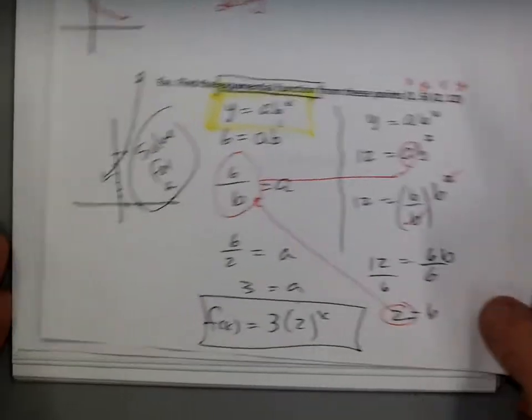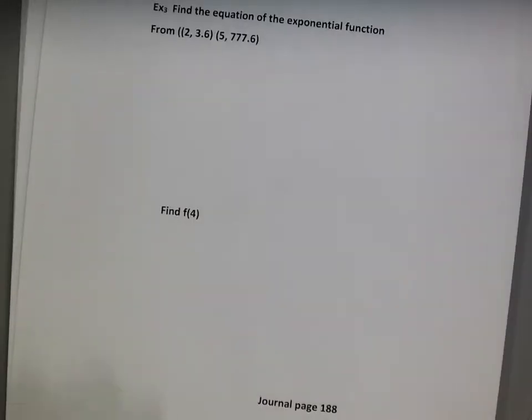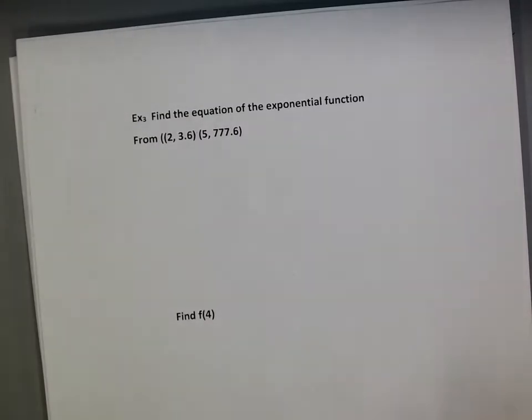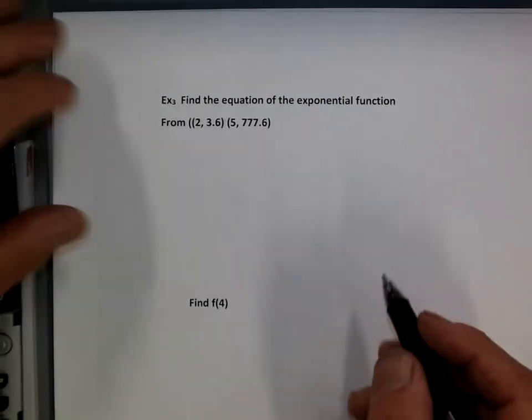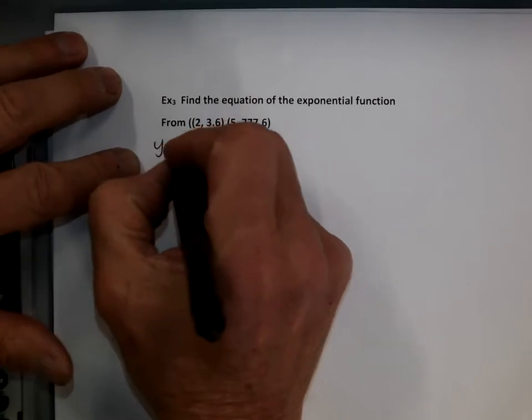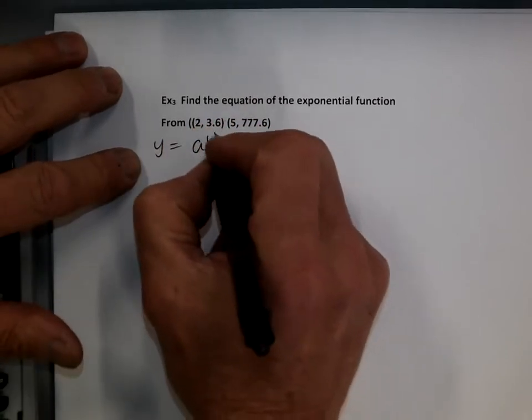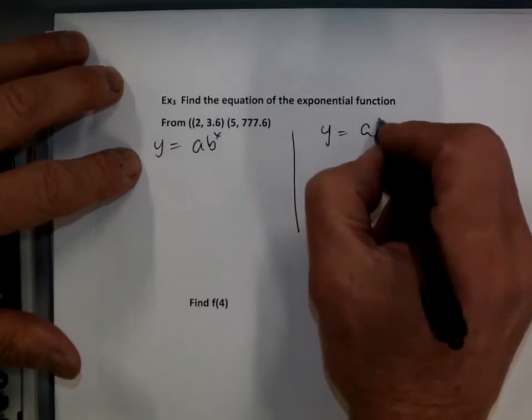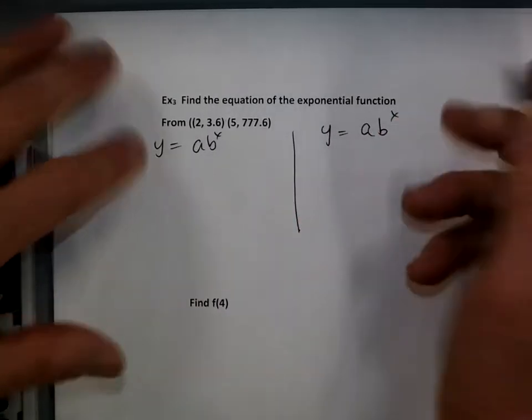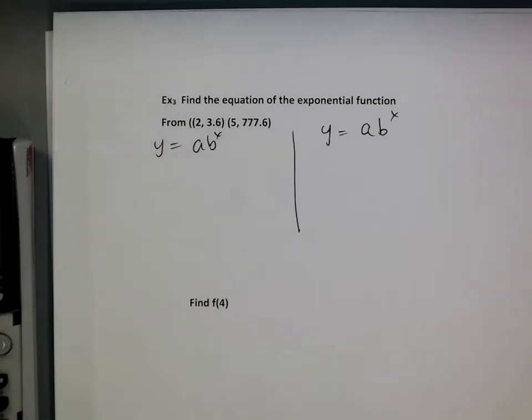All right, shift the page. Let's look at the next one, okay? So we find the equation of these exponential functions. Well, same thing. It's just going to be a little bit more difficult, but I have a calculator. I can do it. So again, we're going to start with two equations. Y equals ab to the x, and again, y equals ab to the x. Because we've got 2 points, we're going to start with two equations.